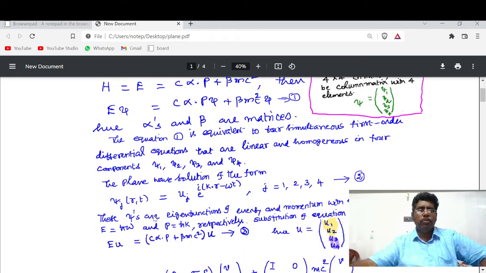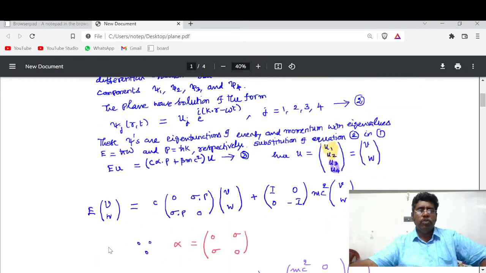Therefore, the plane wave solution has the form psi j of r comma t equal to u j e power i (k dot r minus omega t). Here j equal to 1, 2, 3 and 4. Now substitute the value of psi in equation 1. We can get E into U equal to c alpha dot p plus beta mc squared into U. Here U equal to U1, U2, U3, U4. It is a column matrix with the 4 elements U1, U2, U3, U4.